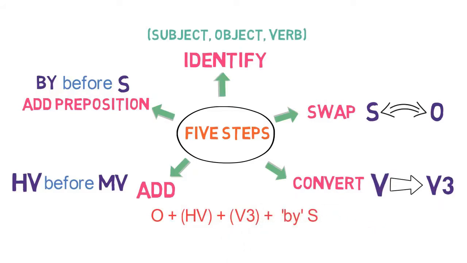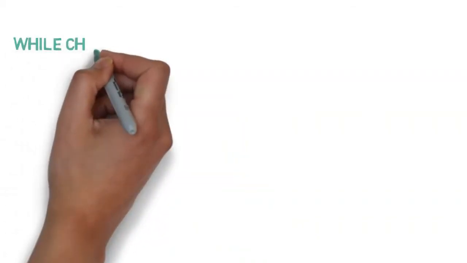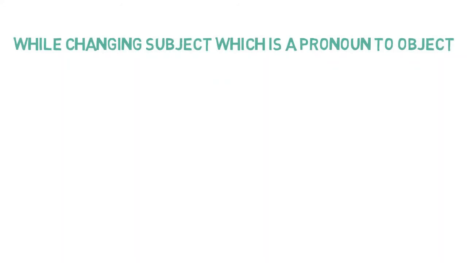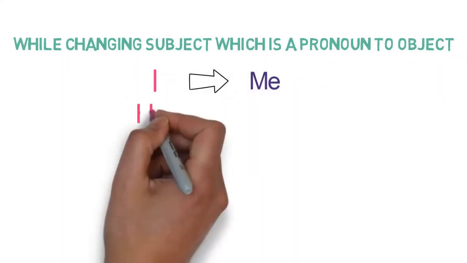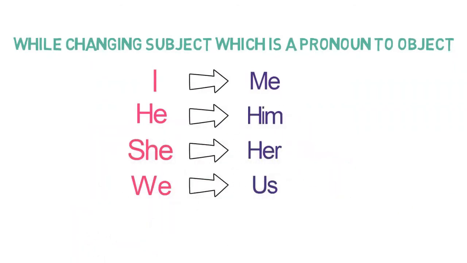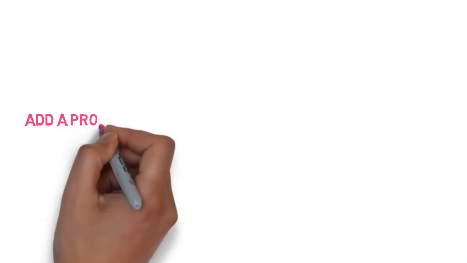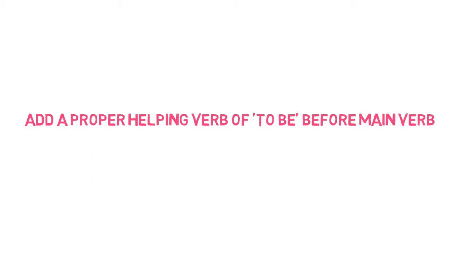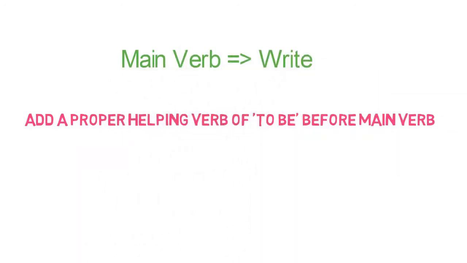And how is it used? Now we are going to see examples one by one, how it is used in sentences. While changing a subject which is a pronoun to object, that is I to me, he to him, she to her, we to us, they to them, we learned this in the lower classes, isn't it? And add a proper helping verb of to be before the main verb.